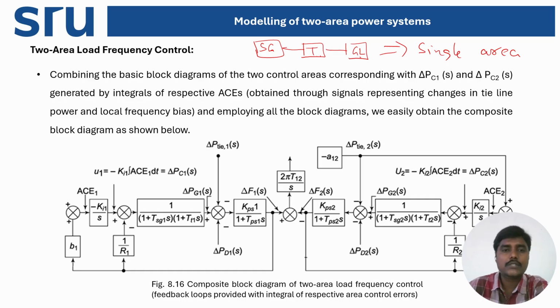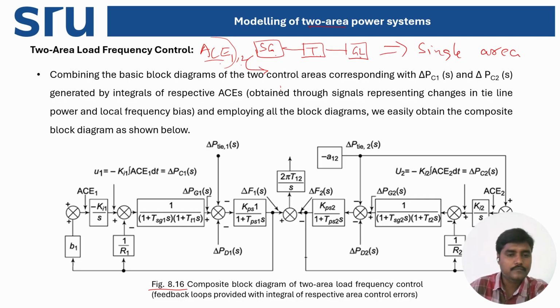Now, as we have considered two areas in the power system, we have to take a similar kind of one more block diagram. So we need to have two control block diagrams now, and at the same time we have incorporated ACE signals for each and every area. We have incorporated ACE1 and ACE2. So by combining two individual block diagrams and by incorporating two control signals, that is ACE1 and ACE2, the complete composite block diagram is given as figure 1.8.16 here.